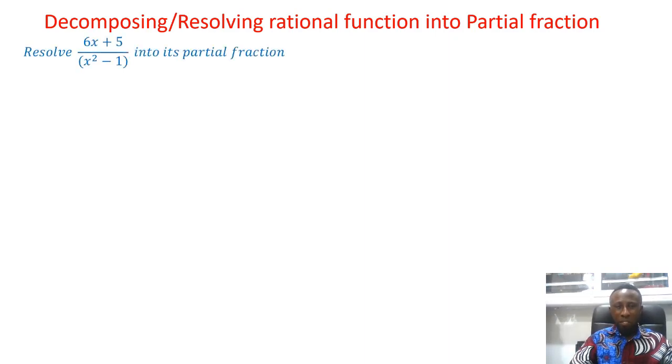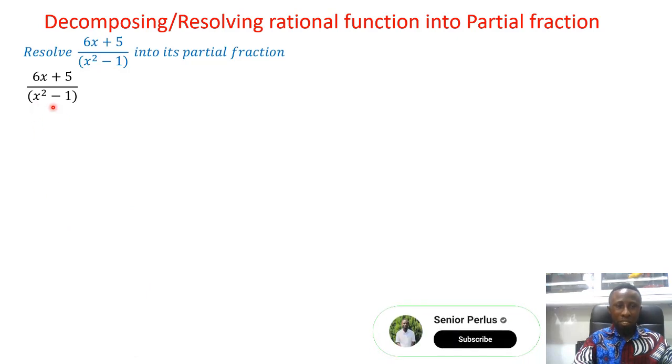Resolve (6x + 5)/(x² − 1) into its partial fractions. Before we start solving, take note of this: you have to know the nature and the type of the denominator. It's factorable. Our denominator here, x² − 1, is factorable. It is a difference of two squares, so we can factorize it. With this one, you get (x − 1)(x + 1). So it's factorable.